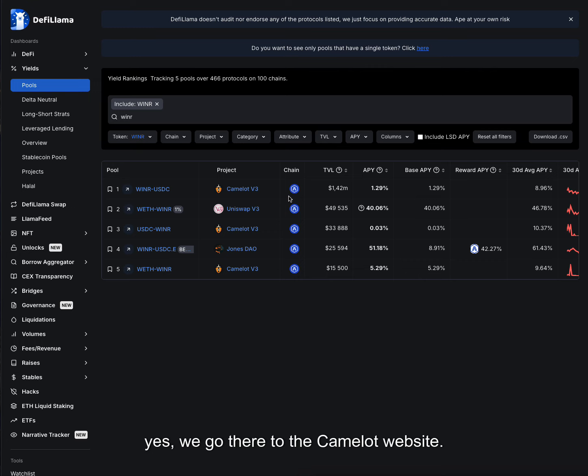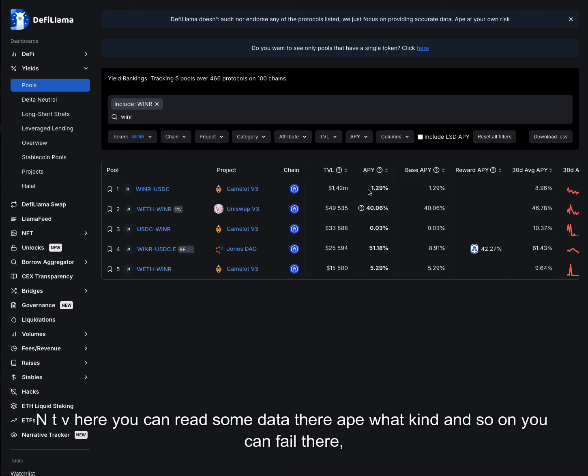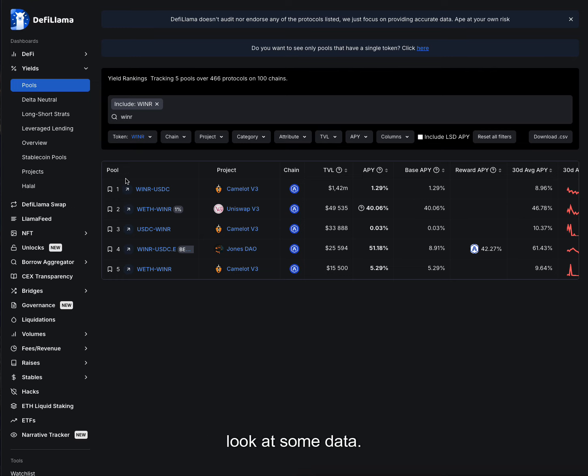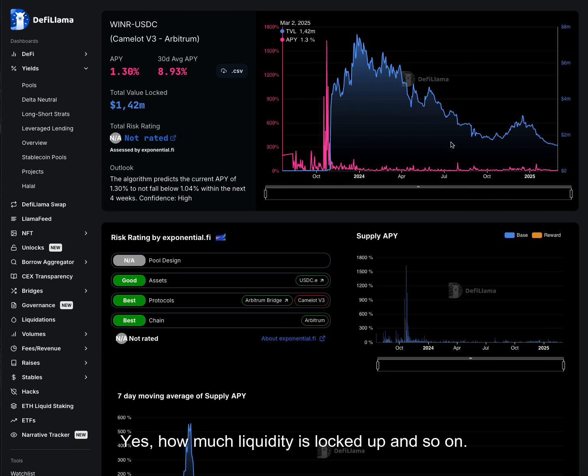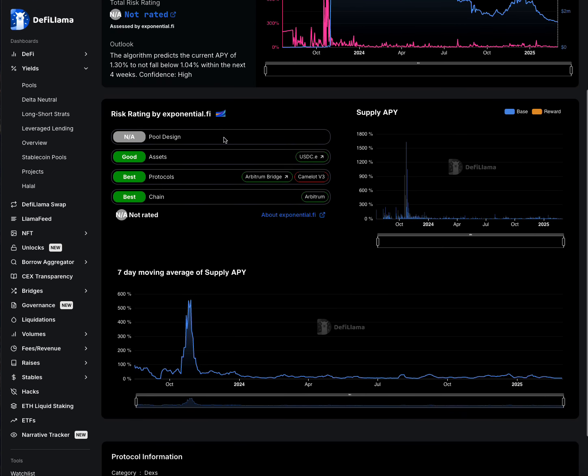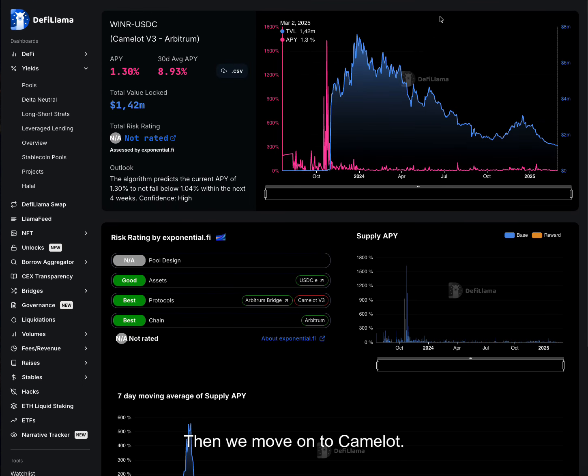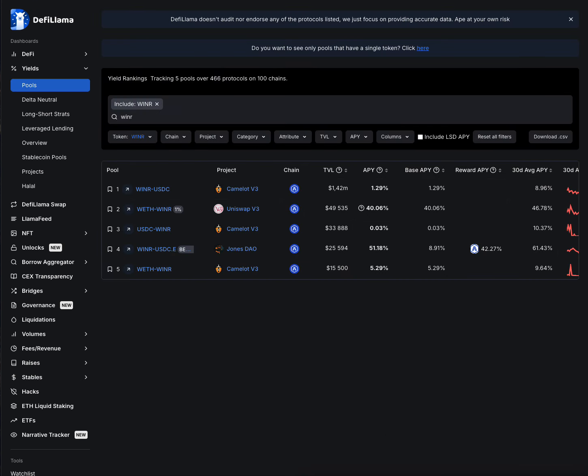Yes, we go there to the Camelot website. Here you can read some data, look at some data, how much liquidity is locked up and so on. Then we move on to Camelot. We connect the wallet.